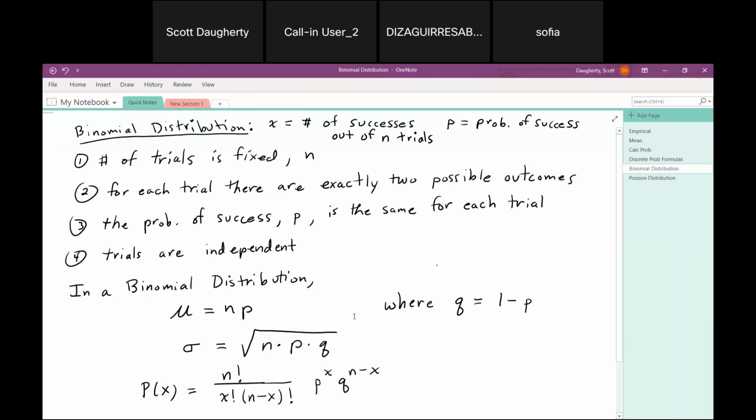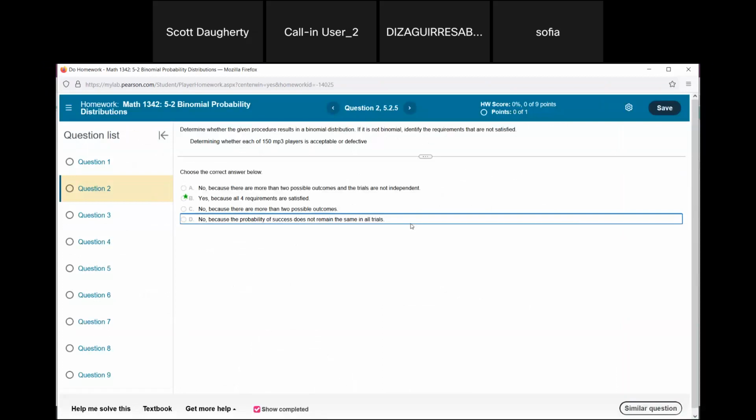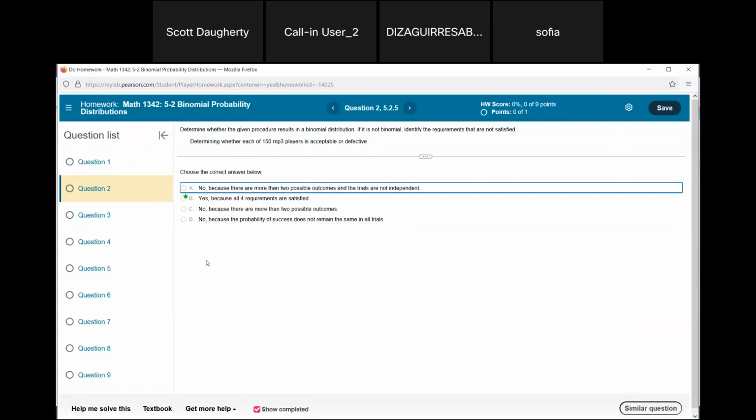So I'm going to go ahead and jump into the homework and kind of give you a sense of how this works. Okay, so I just want to make sure, can everybody see the homework on the screen? Sophia, can you see it? Yes.